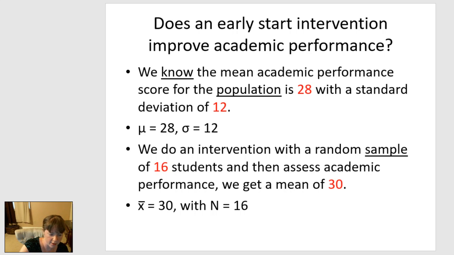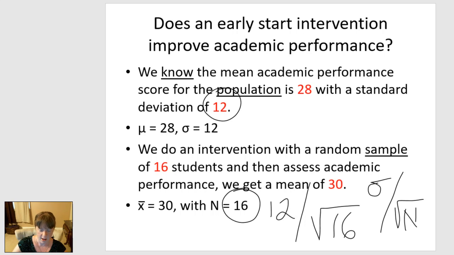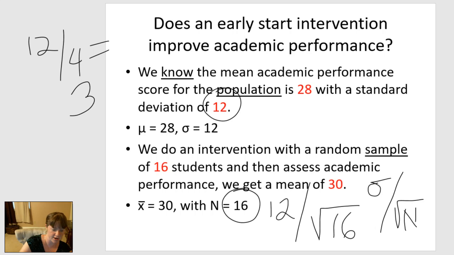We get 12 over the square root of 16. And where do these numbers come from? 12 is sigma, because remember, this is how we calculate standard error. So we've got 12 over the square root of 16, and that ends up being 12 over 4. And so standard error is 3.